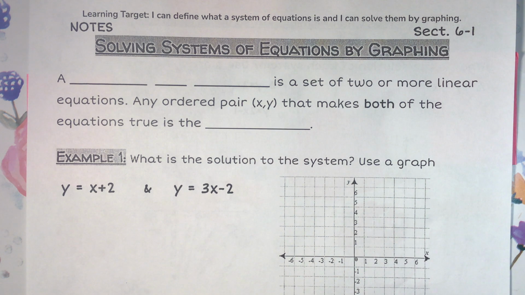So in our last chapter, we talked about lines. The whole thing was about straight lines in the coordinate plane. Now we're going to have two lines put together in the same problem. It's going to be turned into something called a system.